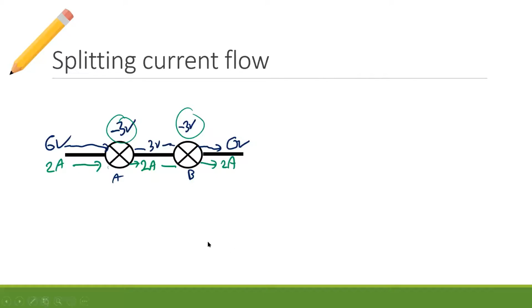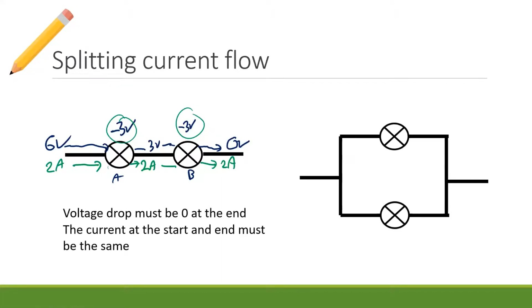What this means is the voltage drop must be 0 at the end. The current at the end and the start must be the same. So if we look at this example here, we've got 6 volts at the start, 2 amps at the start, 0 volts at the end and 2 amps at the end. So yeah, the current's the same and all the voltage is gone.